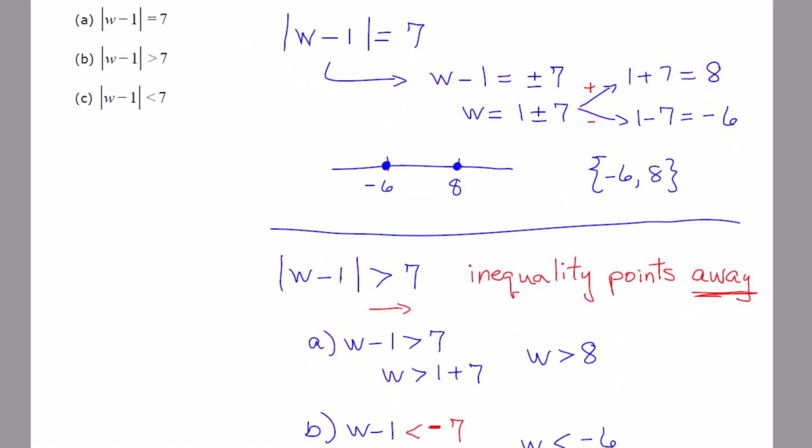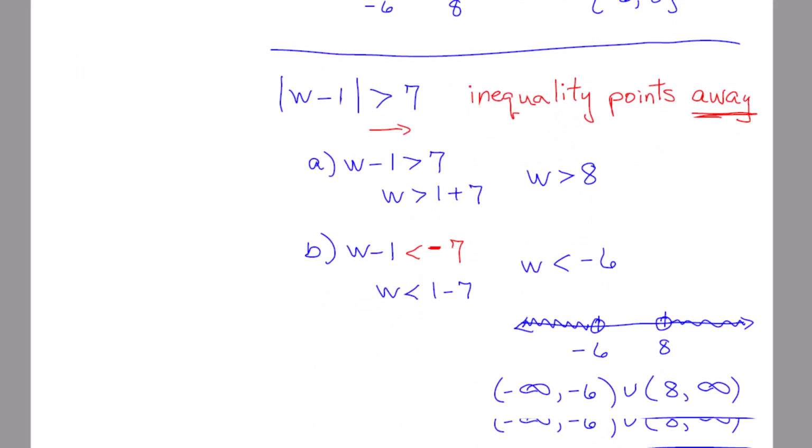All right, on the next one, let's see. Absolute value of w minus 1 bigger than 7. Notice the inequality points away from the absolute value. When that happens, you must make two separate problems. The first one is exactly like it's written, just does not have absolute value. And so if I move this minus 1, I get 1 plus 7. And so I get all the w's bigger than 8.